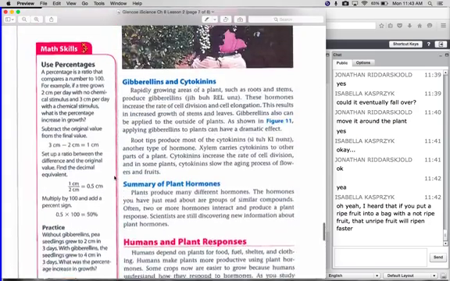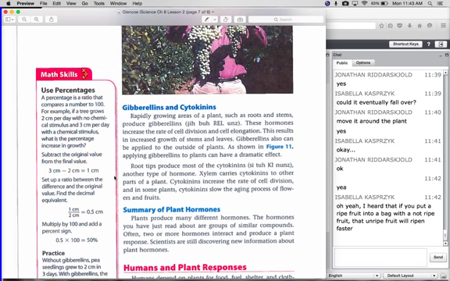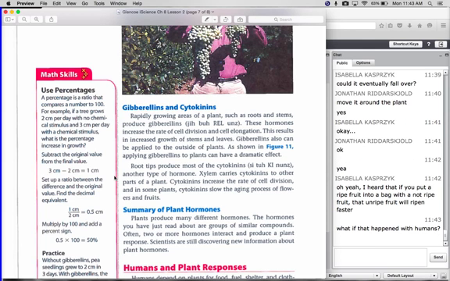All right, here's another one. Gibberellins. There we go. So, gibberellins is a hormone that causes cell elongation inside of stems and leaves.